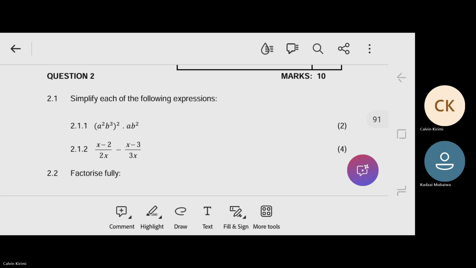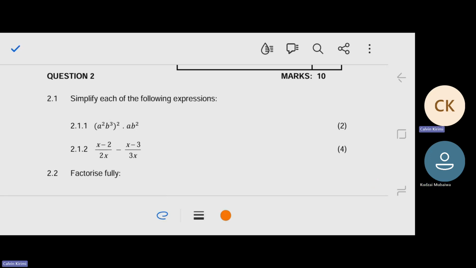So you are supposed to simplify, which means you are expanding, isn't it? Yes, sir. So expand. Exponent first, which means it's a to the power 4. b to the power 6.